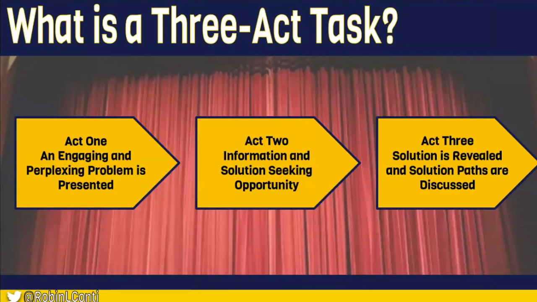The challenge with a 3-act task is for teachers to do what Dan Meyer suggests, and that is to be less helpful. What does it mean to be less helpful? It means allowing students to generate their own questions before telling them yours. It means giving students time to think about the information they would need to know to attempt the task before you tell them what they need.